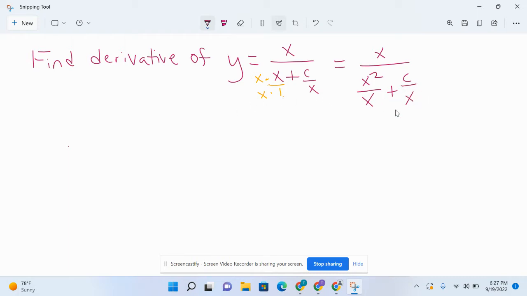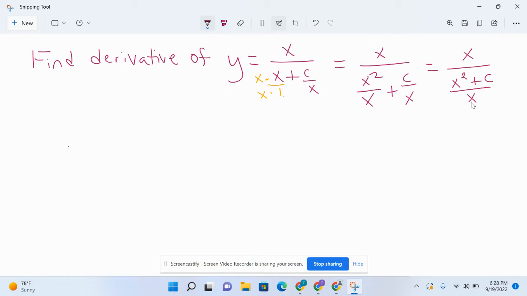Okay, then, since I have that common denominator on the bottom, I would rewrite the bottom again as one fraction. I could write that as x squared plus c all over x. Okay, so now my original problem is x over x squared plus c over x. Okay, I could take this another step.